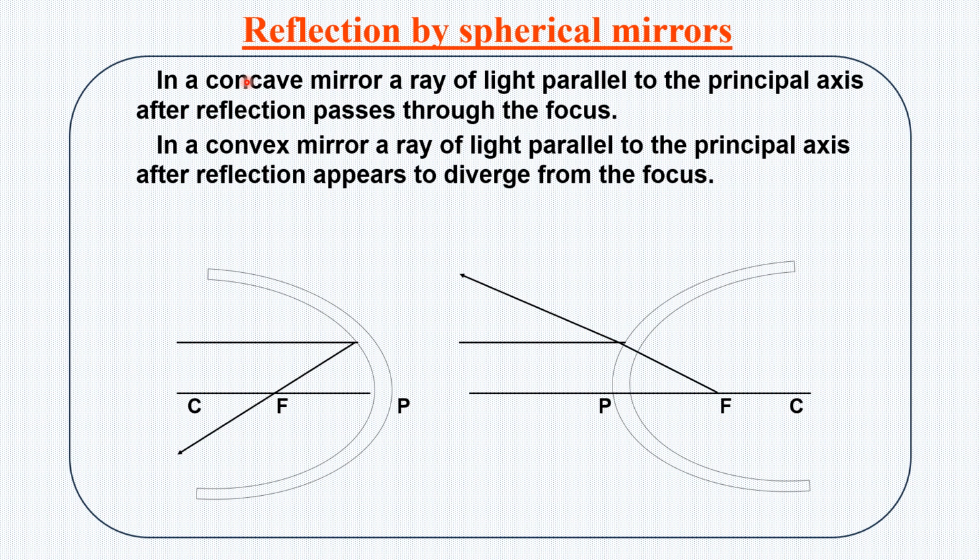In the concave mirror, the rays of light parallel to the principal axis, after reflection, pass through the focus. When we consider the convex mirror, the ray of light parallel to the principal axis, after reflection, appears to diverge from the focus. So these are for both the mirrors.